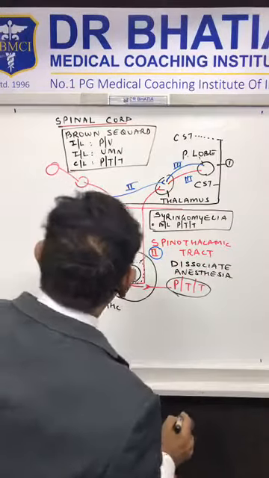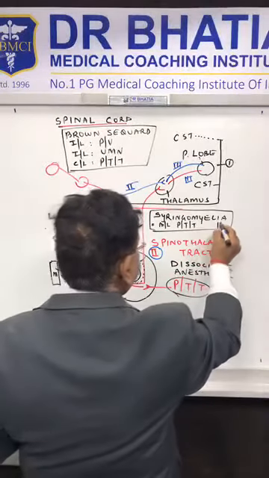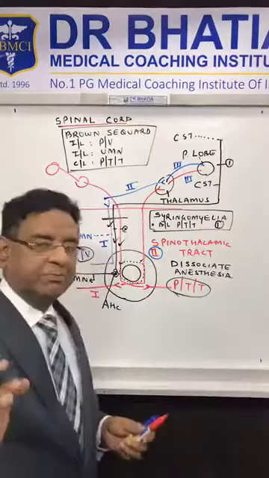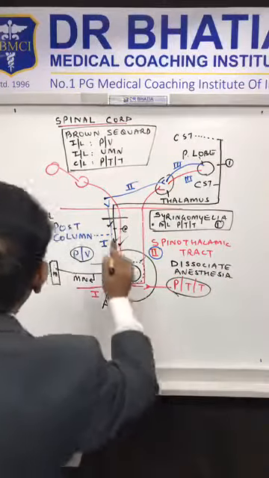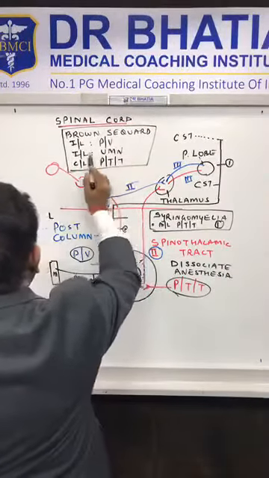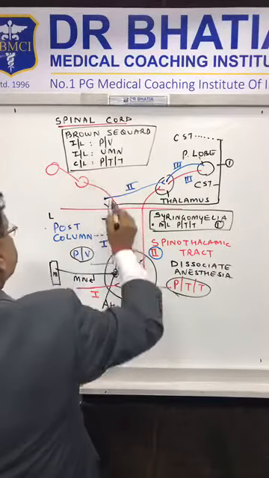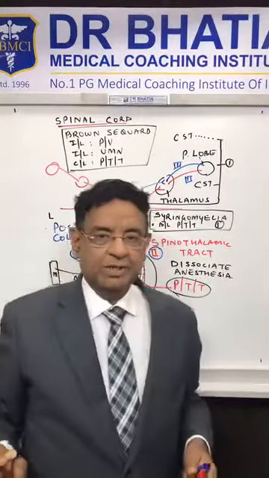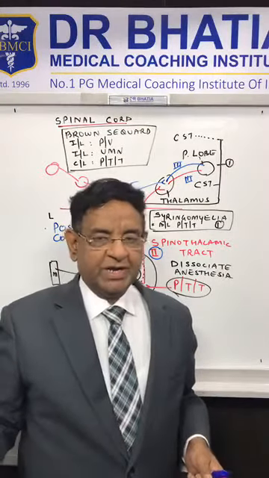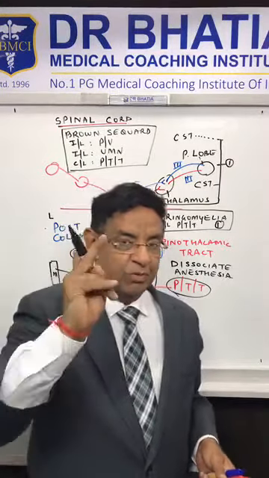So in syringomyelia, bilateral loss of pain, touch and temperature. And in Brown-Sequard syndrome, ipsilateral loss of position and vibration, ipsilateral upper motor neuron signs, contralateral loss of pain, touch and temperature. They are very, very frequently asked questions. But one more thing you should know.